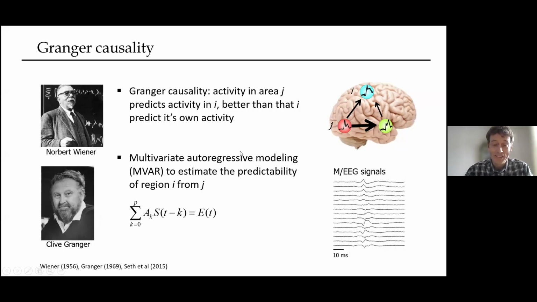Of course, our task as neuroscientists, cognitive neuroscientists, is to derive these directed interactions from our MEG or LFP or fMRI signals. One way of doing this is by way of multivariate autoregressive modeling, or MVAR. This can estimate the predictability of a region Y from J. Essentially, you make a model of how activity at one point in time predicts future activity for each of these time series. You do this in a multivariate way, so you model them all together, and from that you can calculate measures of Granger causality.